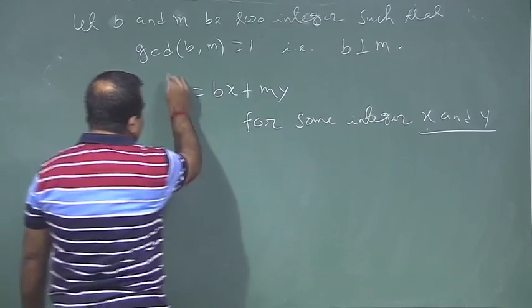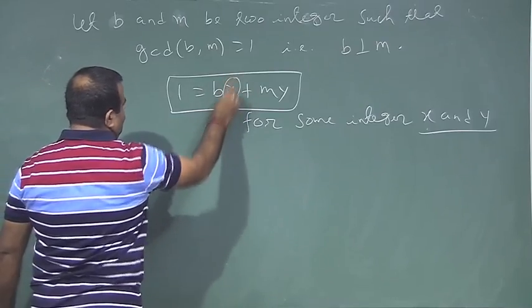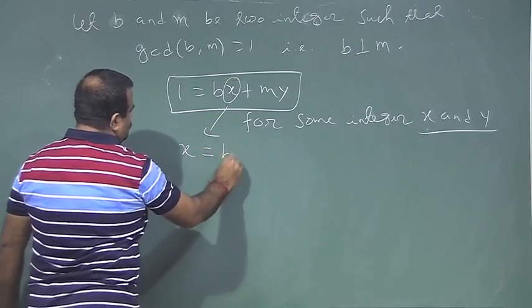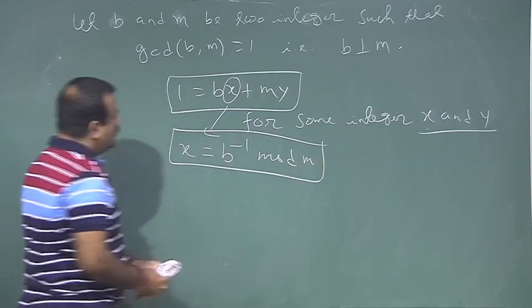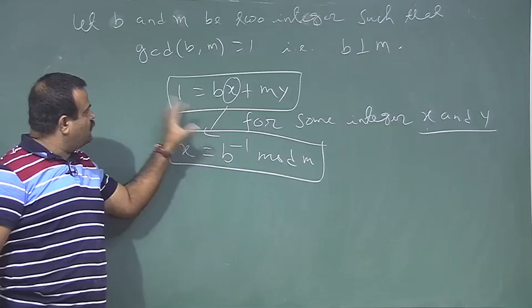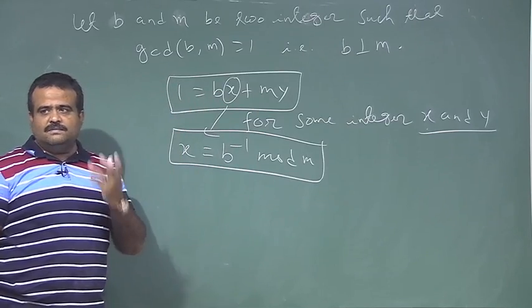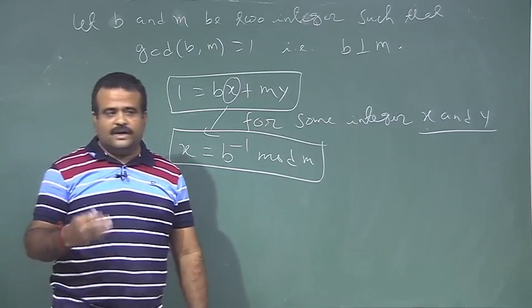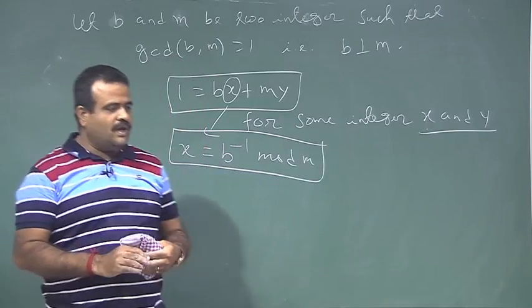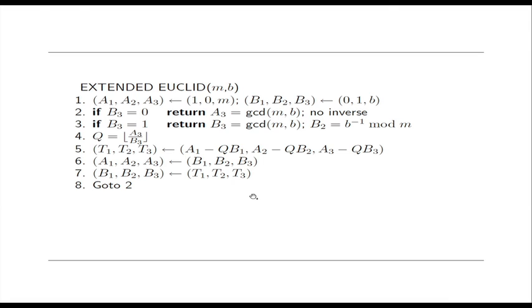Now we have this form. From here, x is basically B inverse mod M, the multiplicative inverse. If we can find x, then x is the multiplicative inverse of B under modulo M. That we get from the Euclid algorithm. So, let us talk about the Euclid algorithm. Here is the algorithmic version of the Euclid algorithm.